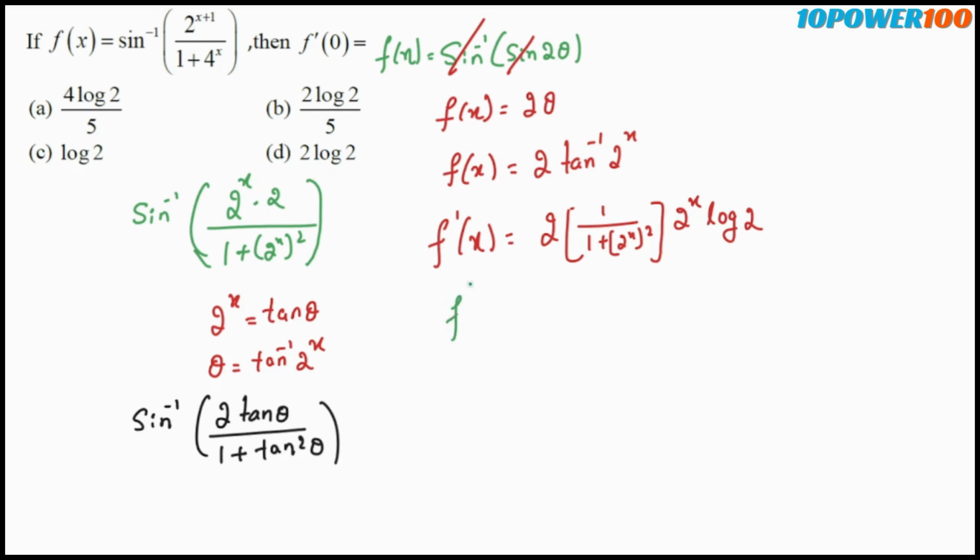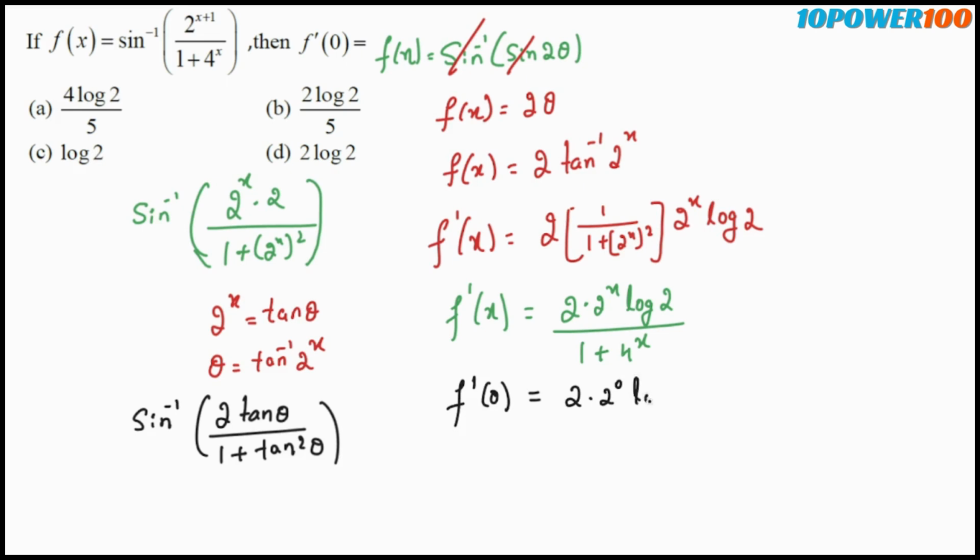We get f dash of x is equal to 2 into 2 power x log 2 divided by 1 plus 4 power x. Now let's substitute f dash of 0, because that is the value we are looking for. f dash of 0 is equal to 2 into 2 power 0 log 2 divided by 1 plus 4 power 0.